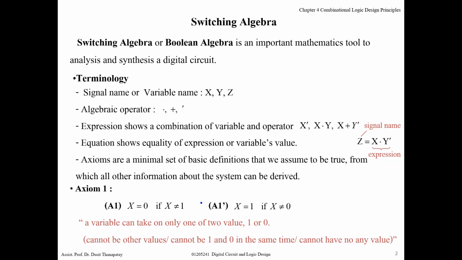Namely, if the value of a variable is not 1, it must be 0. If it's not 0, it must be 1. So the value can take only one of two values, 1 or 0. It cannot be 1 and 0 at the same time, and it cannot be empty. It must be 1 or 0.